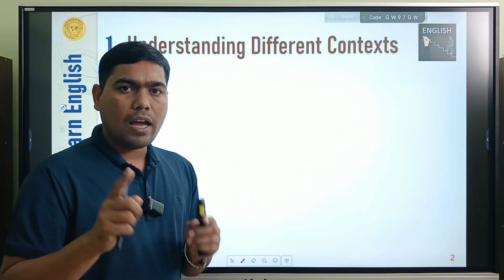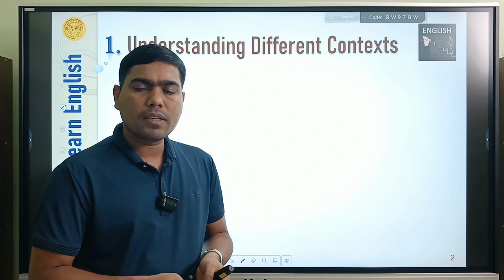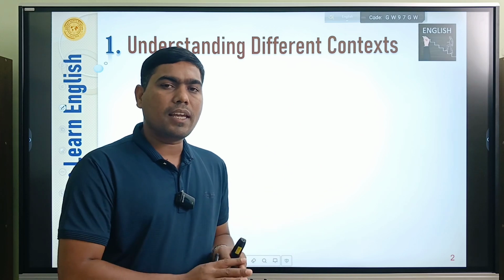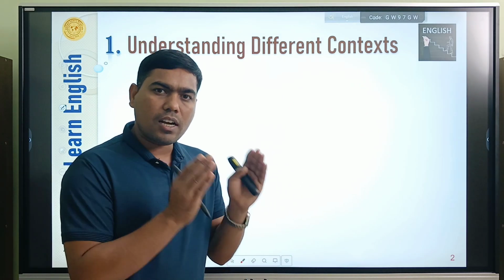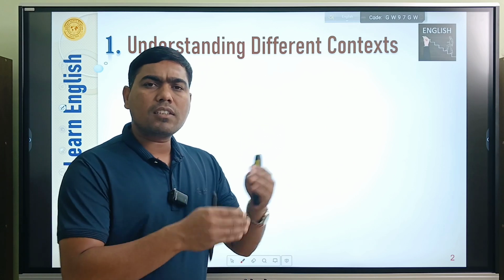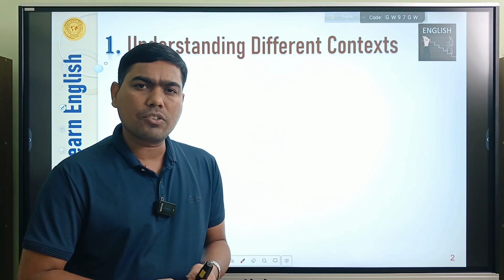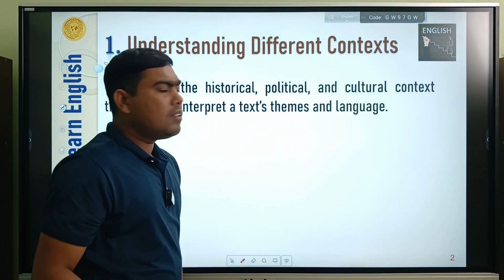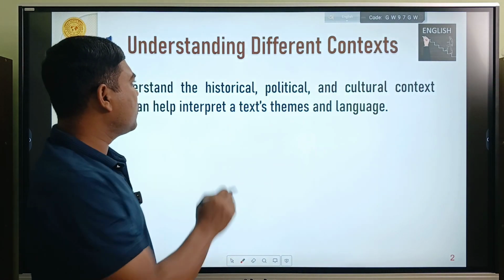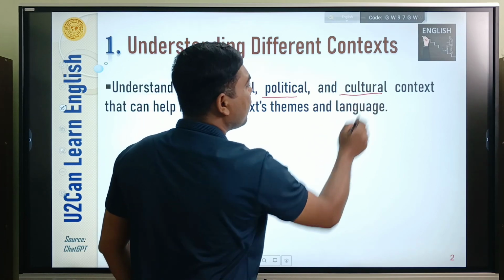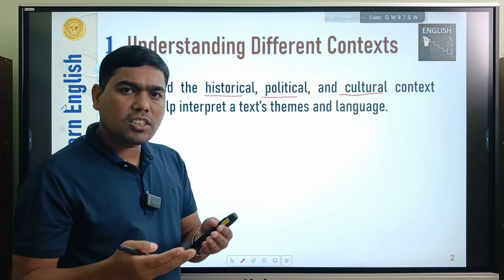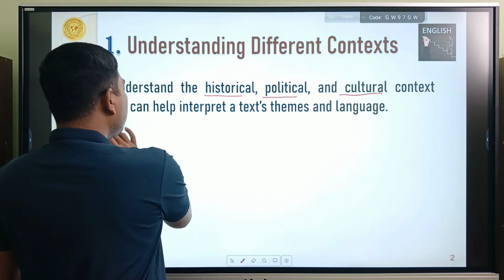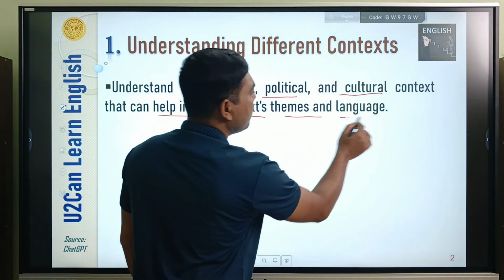And the very first problem I have already said that when you are reading a poem or a story or an essay, the problem you face that you don't know most of the things narrated there because the culture or the religion or related elements or things or references are mostly unknown to you, unfamiliar to you. So, what you should do, understand the historical, political, and cultural contexts. Okay, so here you should know historical, political, and cultural context based on which the story or the essay or the poetry has been written. Okay, because it will help interpret a text's themes and language.